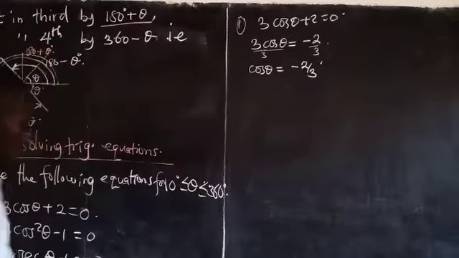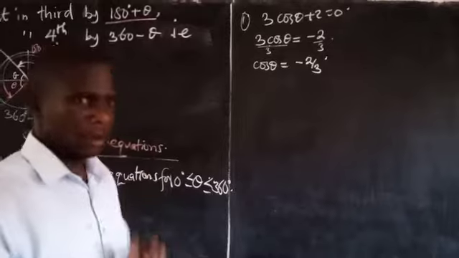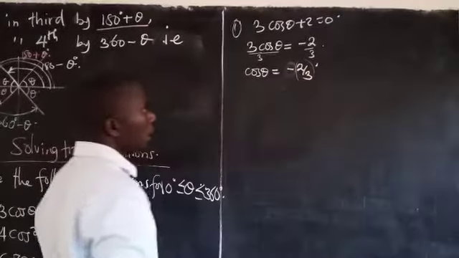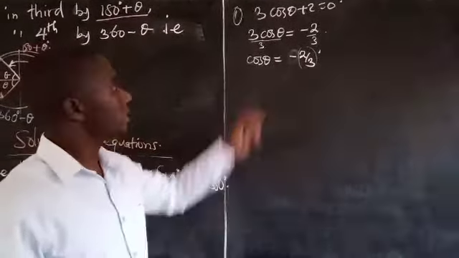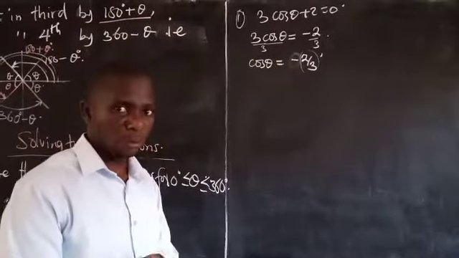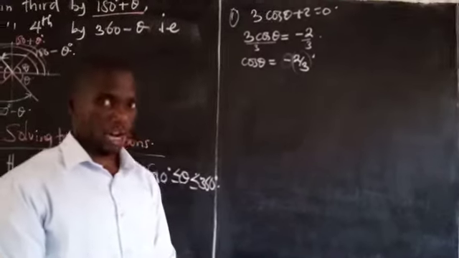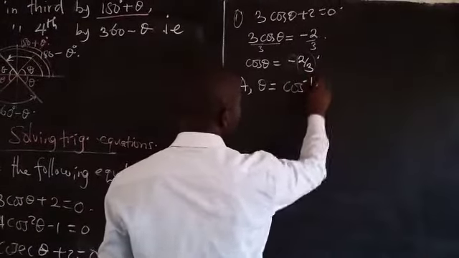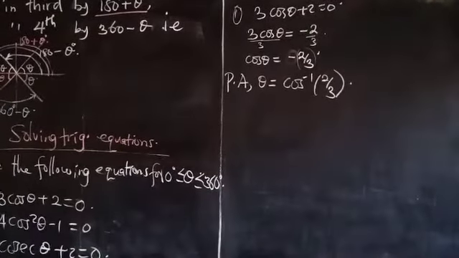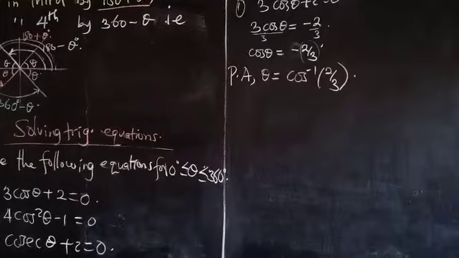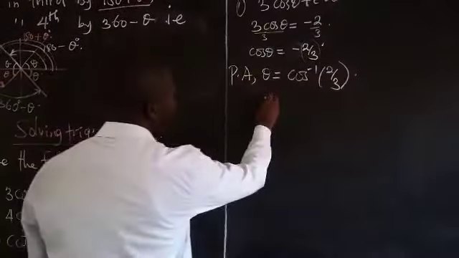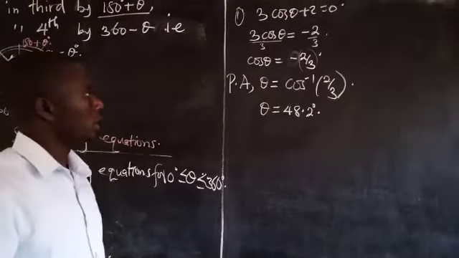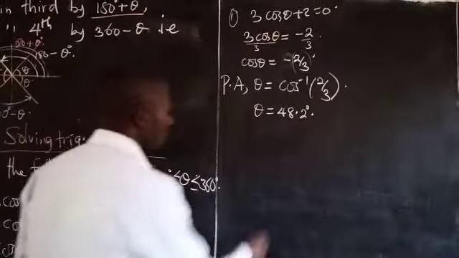Then when I reach this point, that's where the word principal angle comes in. I first forget as if I didn't have this negative. I get the cos inverse of only this one. So this negative is only to help me know where this angle is, because the cos of theta is negative, so I am sure it is in the second quadrant and in the third quadrant. So let's take the principal angle. Therefore, our theta is cos inverse of 2 out of 3. What is cos inverse of 2 out of 3 if you check from your calculator? From my calculator, I get theta as 48.2 degrees, or else you can round off to one decimal place. So how can I show this one? I just draw this.